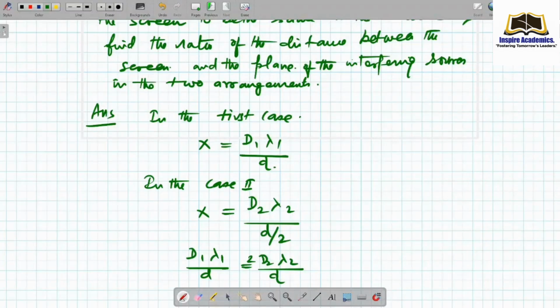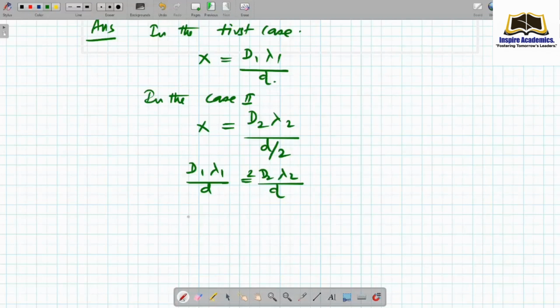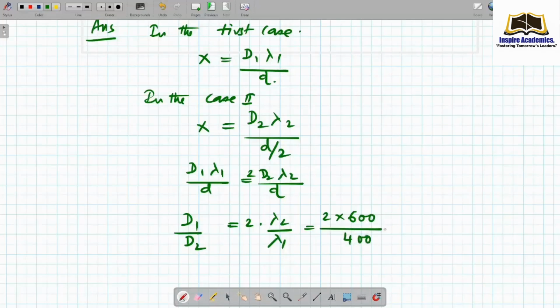Okay, so what is it that we got? We are getting D1 upon D2 will be twice lambda 2 upon lambda 1. So D1 upon D2 would be twice, lambda 2 is 600 nano, and upon lambda 1 is 400 nano. So what will I get? It will be 3 upon 1. So the ratio of D1 to D2 would be 3:1.